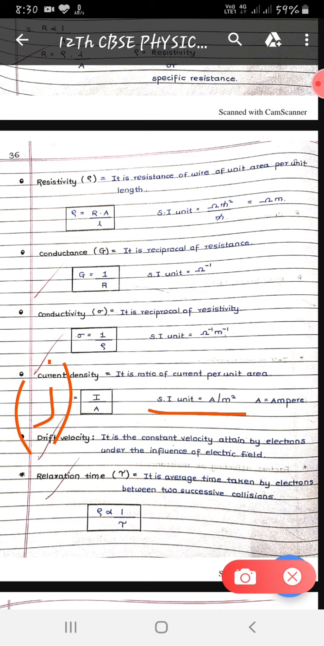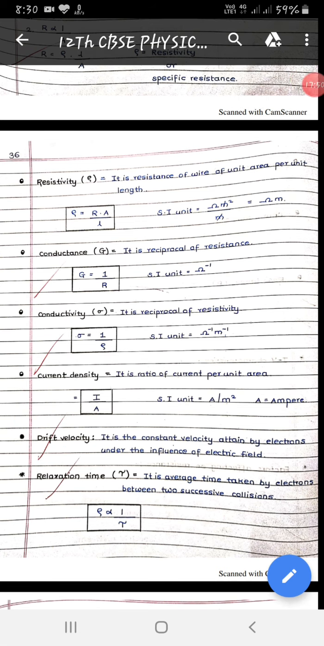Okay, so hope I am very clear with all these basic concepts. And now here we will stop. Next we'll see drift velocity. Okay, hope you understood. Thank you.